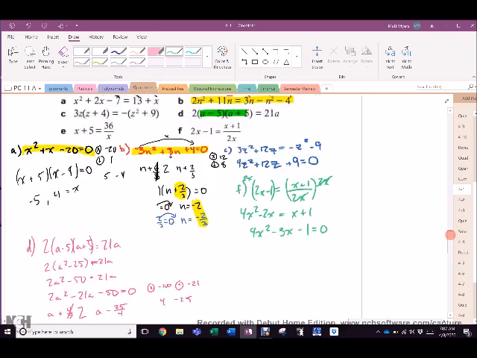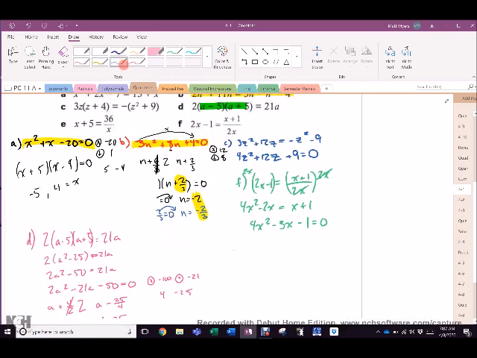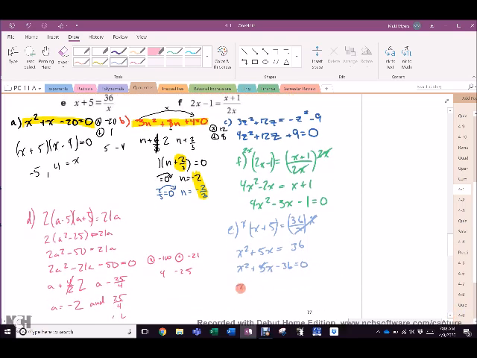And the other one I had to do was E, which I will do right here. X plus 5 equals 36 over x. Remember, you just have to do the math that you already know. You don't like that denominator, so you get rid of it. If you do something to the right, you do that same thing to the left. X squared plus 5x equals 36. X squared plus 5x minus 36 equals 0. X plus 9, x minus 4 equals 0. X equals negative 9 and positive 4.